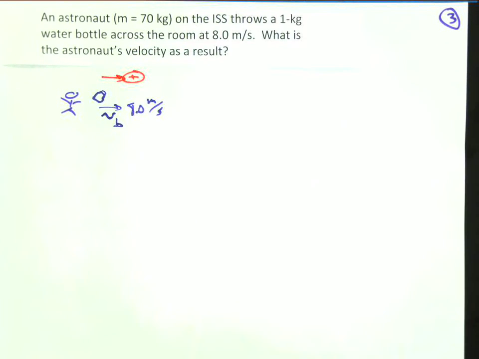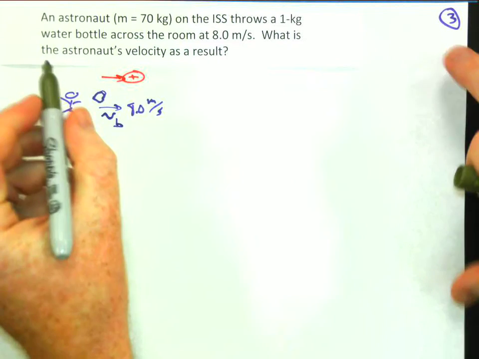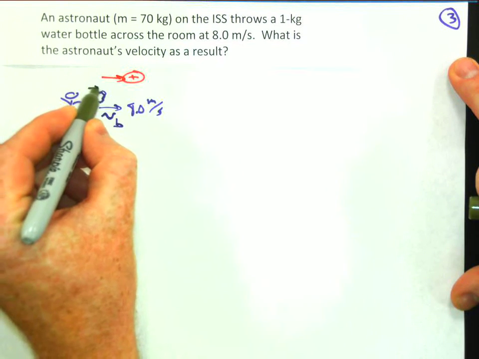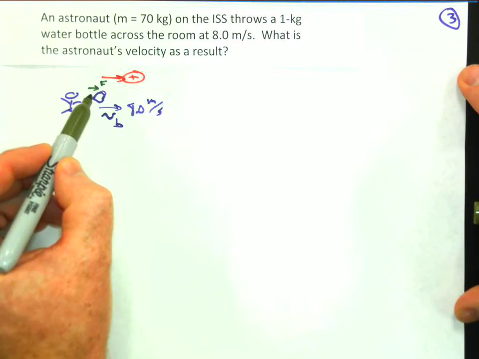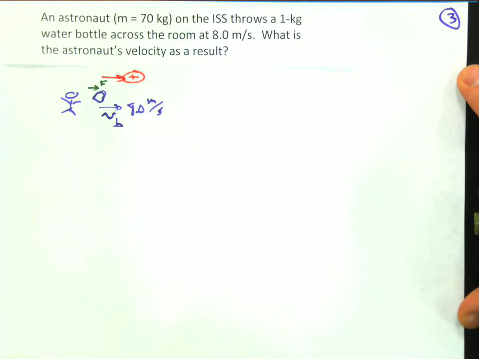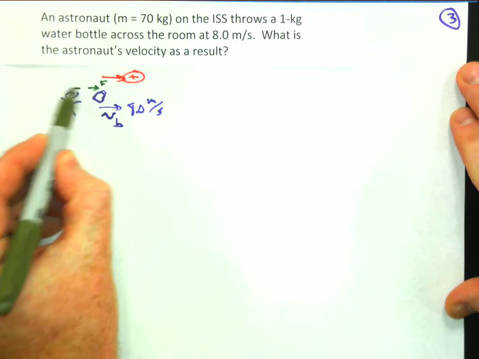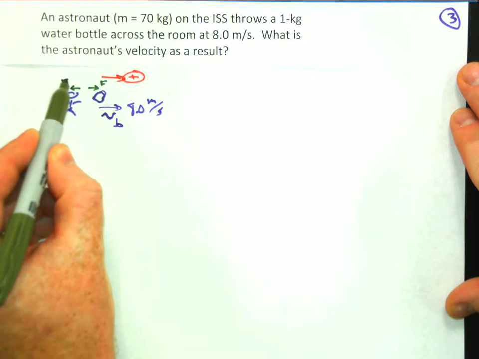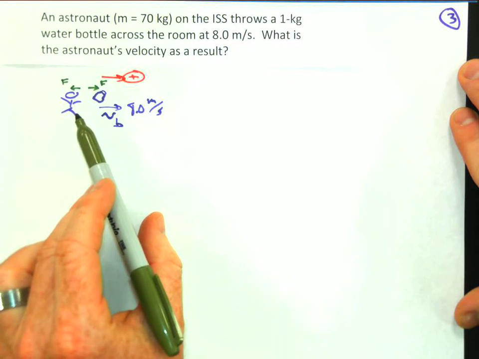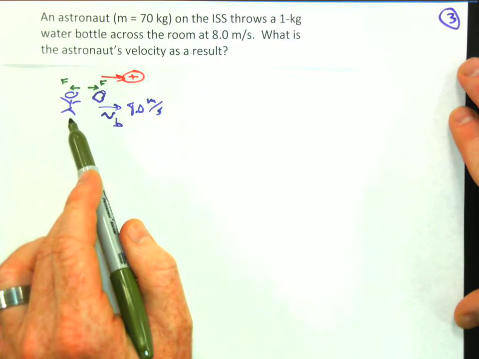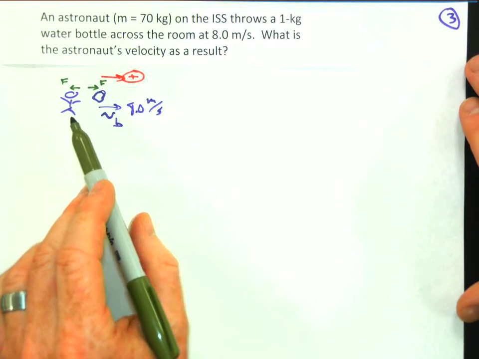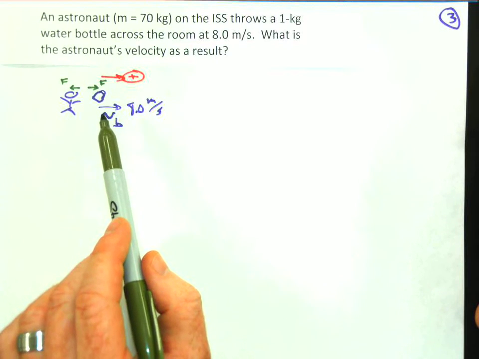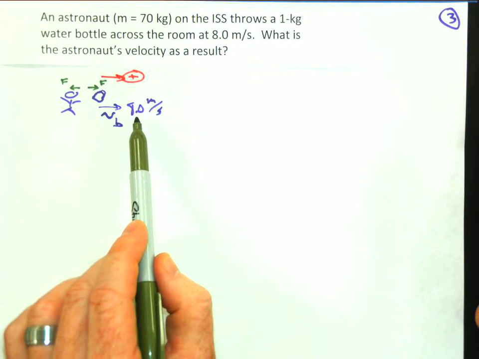So let me use a different color for forces. There must have been a force applied to the bottle. And Newton's third law says the forces always act in pairs. They always act on different objects, and they always act in opposite directions. There must be an equal force acting in the other direction and acting on a different object. The only other object it could be is the astronaut. So check this out. The astronaut pushes on the bottle, the bottle pushes back on the astronaut. Aha! And the result is the water bottle has a velocity after the throw of 8 meters per second.